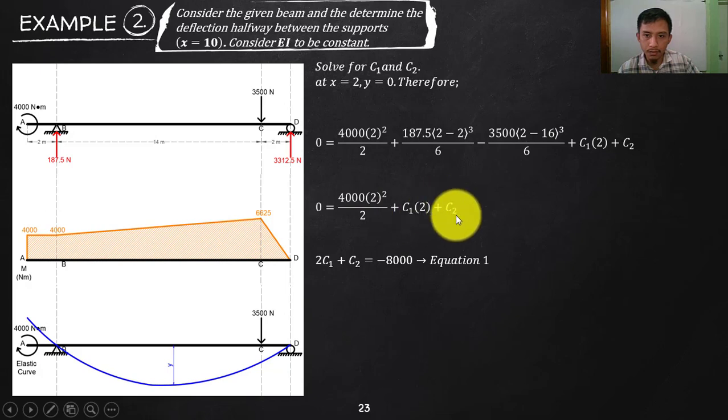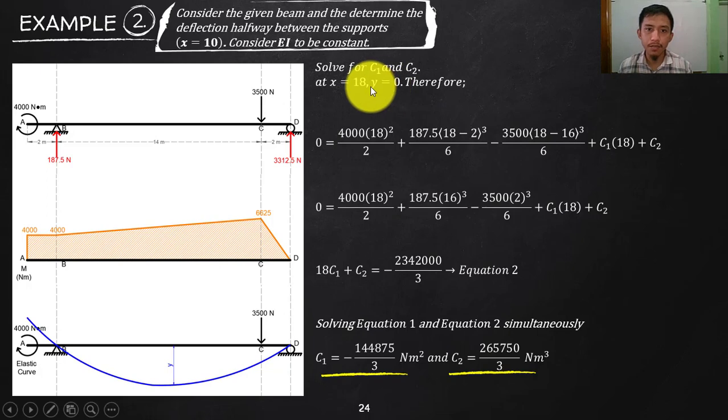So we cannot solve C1 or C2, but we ended up with one equation. So I need to have one more equation to solve for C1, C2 since there are two unknowns. Okay, so substituting the second boundary value, which is at x equals 18, that is your point D. Okay, 2 plus 14 plus 2 is 18. That y, or deflection, is 0. So make your x 18. You will have this one. Okay, substitute 18, 18, 18.